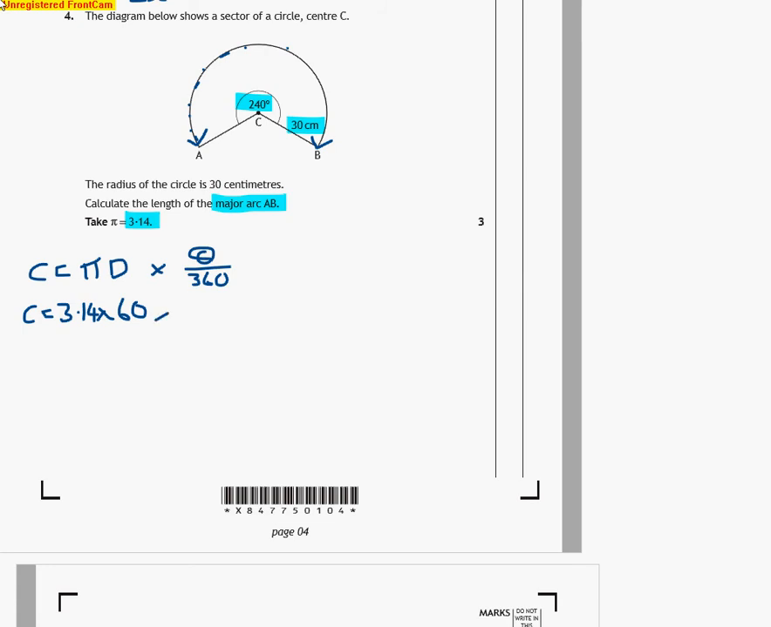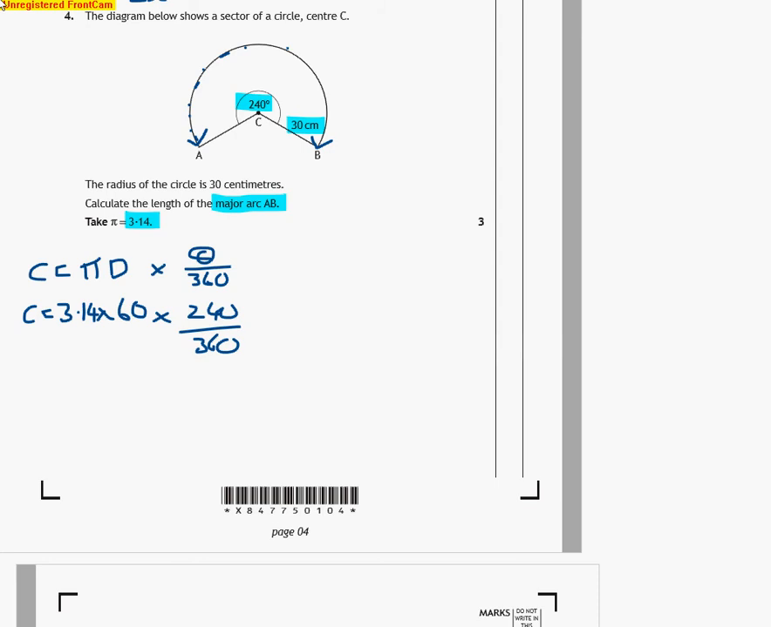Okay. And we know what that is. We know it's 240 over 360. Okay. Now that's a wee bit more complicated. But when you think about it, it does make sense. We're just multiplying the whole circumference by a portion. Okay, so this is just saying, well, what portion of the circle are you looking for?